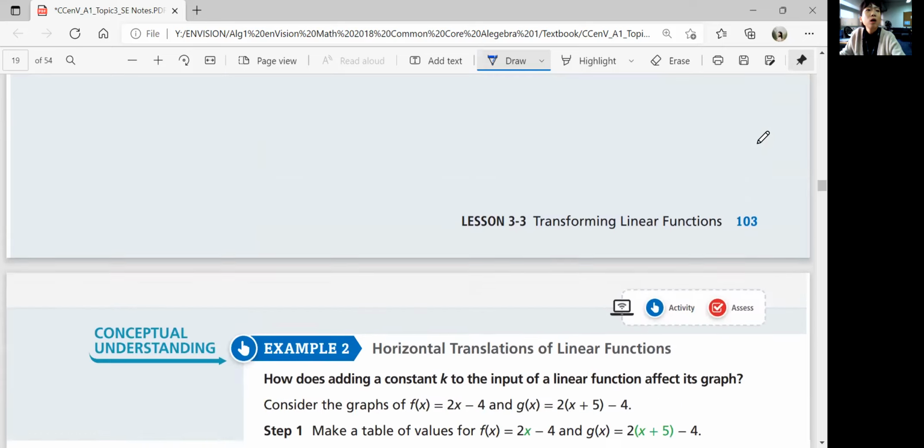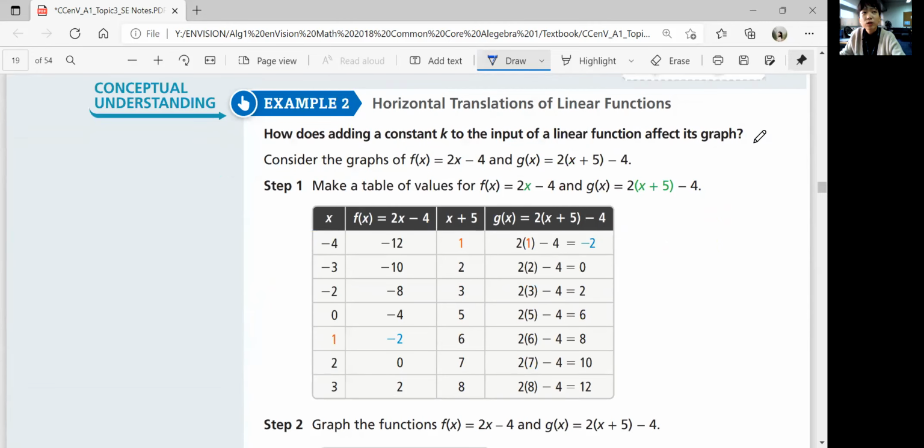Okay. Let's look at example 2. Horizontal translations of linear functions. How does adding a constant k to the input of a linear function affect its graph?